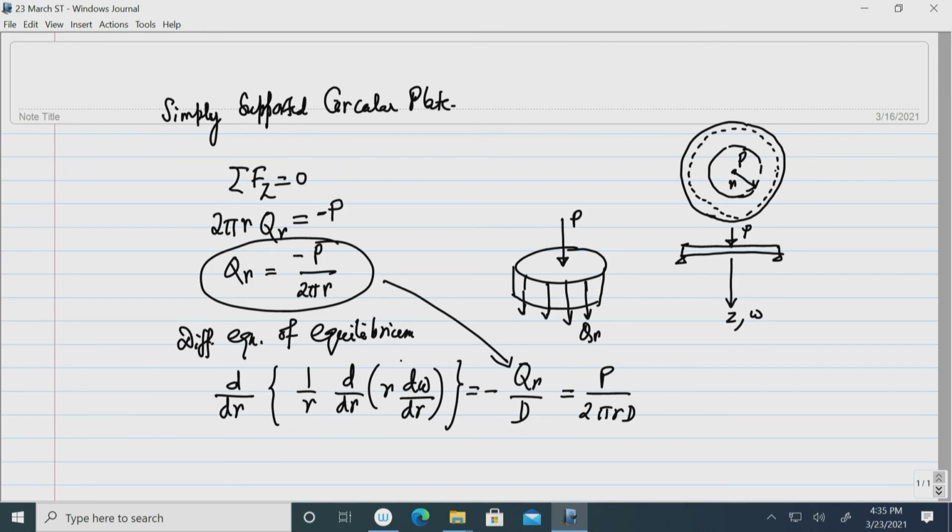So, instead of p q r, we have now written minus p by 2 pi r. So, this equation now becomes d by dr 1 by r d by dr r dw by dr equal to p by 2 pi r d. Okay. Now, integrate this equation.